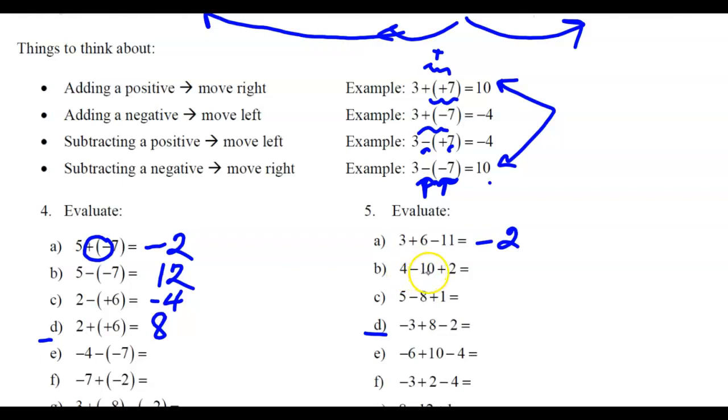4 minus 10, so now you're in the negatives, -6, but then you go to the right 2, which is -4. Now you could group the positives together and then subtract. Sometimes students end up grouping them and miss a negative or whatever. I suggest you just go from left to right, like you read a book. So 5 minus 8, -3, plus 1, -2. -3 plus 8 is 5, minus 2 is 3.